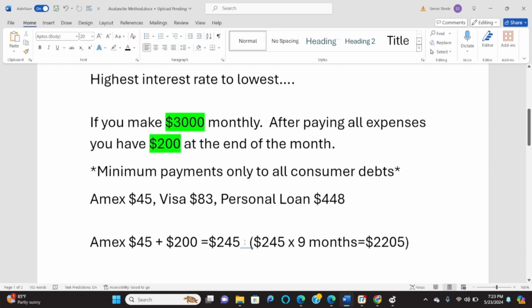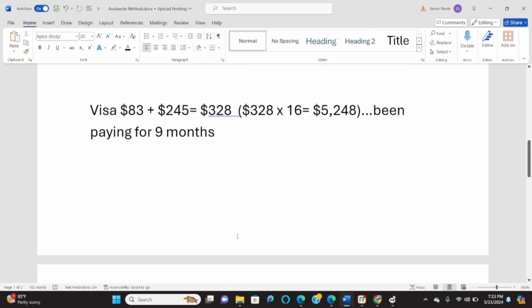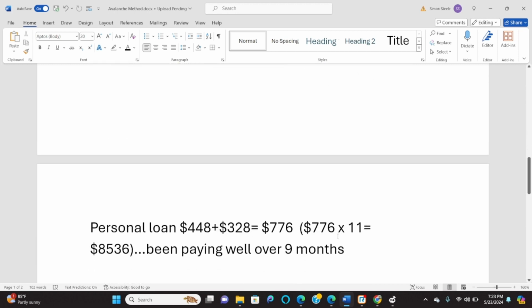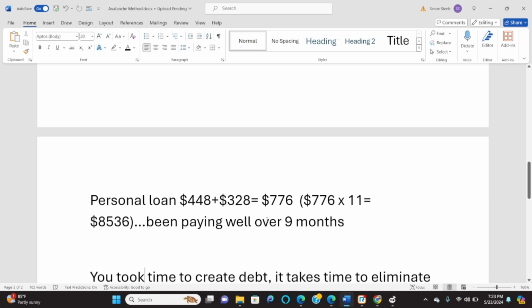Although you've been paying it for a few months while you eliminated the other debts, by doing that, of course, 776 times 11 payments or 11 months potentially is $8,536. So it may not take 11 payments or 11 months to knock that payment out, because you've been paying that well over 9 months as well.